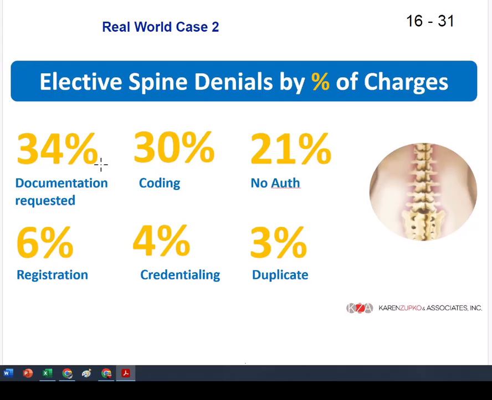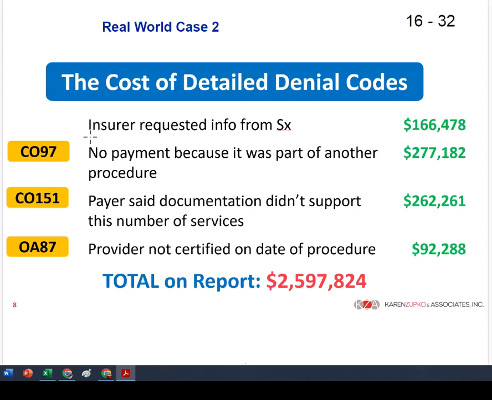So let's talk about the slide I put up. Where do you look? Documentation, that's physician education. Coding, physician education. No auth, who's in charge of auths? Registration, get it together, folks. Credentialing, who's in charge of credentialing? Why isn't this done?